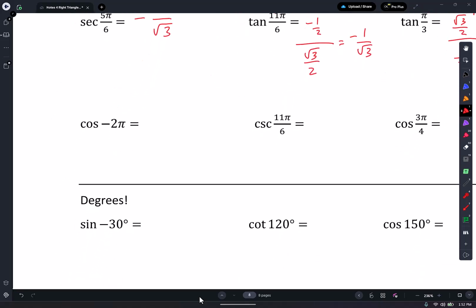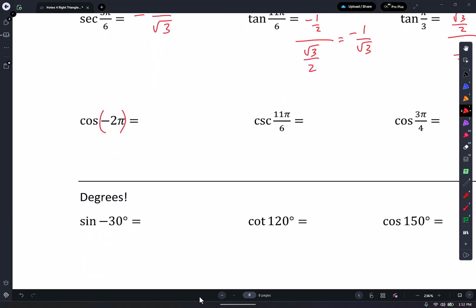Cosine of 2 pi, or negative 2 pi. Well, it's the same. Cosine of 2 pi and cosine of negative 2 pi is the same. Negative 2 pi is right here. What's that coordinate? What's the cosine? Yeah, 1, 0, but give me just the x coordinate. What is it? 1.